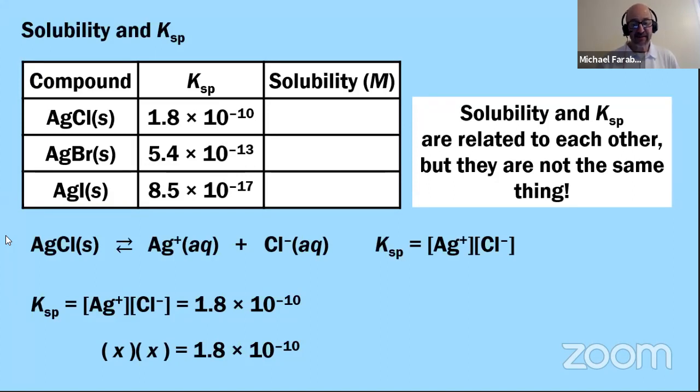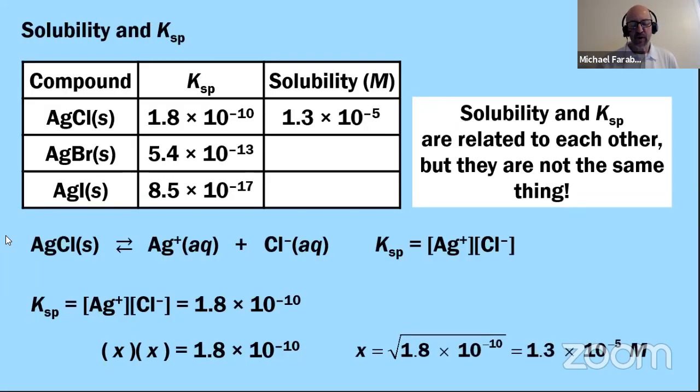And when I solve for X, I'm essentially just taking the square root of the Ksp. When I do that math, I get 1.3 times 10 to the minus 5, and that's moles per liter. That is the solubility of silver chloride in water at that particular temperature. And it's usually a standard temperature of 25 degrees Celsius or 298 Kelvin.